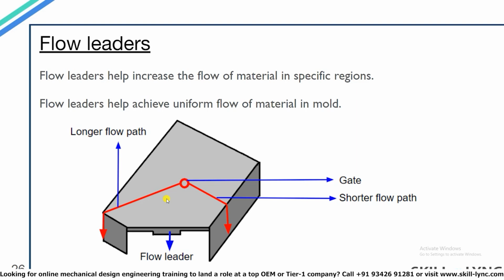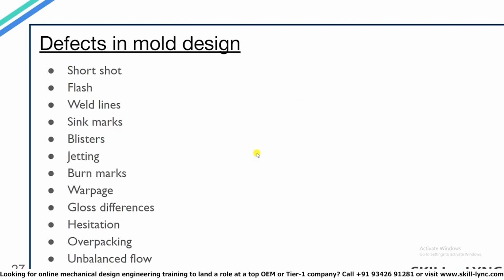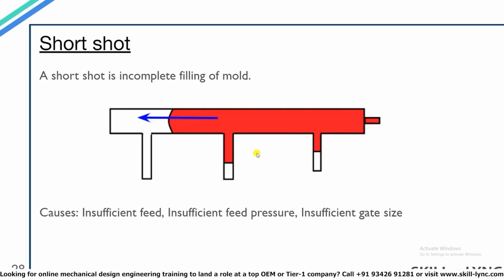The flow of material will increase in the regions of higher thickness, which will help us achieve an overall uniform flow of material. Now we will be looking at some of the defects which can occur in the molding process. Here all the defects are mentioned that I will be covering in this session. The first one we are looking at is the short shot. Now to acquire a component with correct dimensions, the molten material must completely fill the cavity region. But in some cases this does not happen.